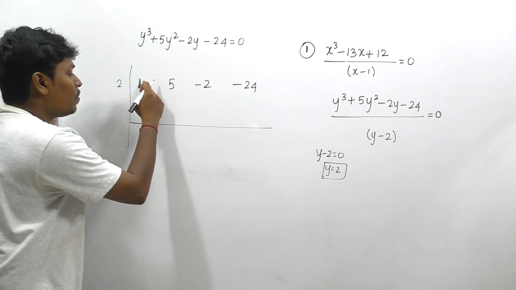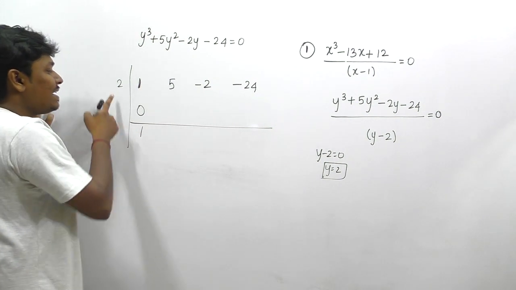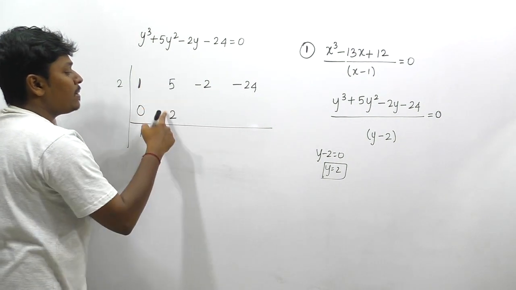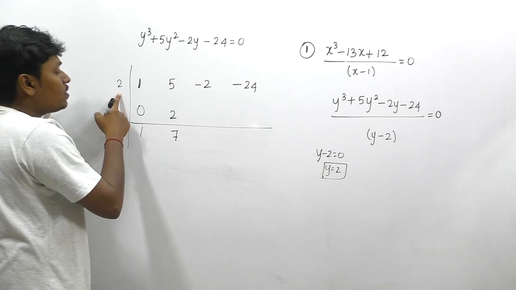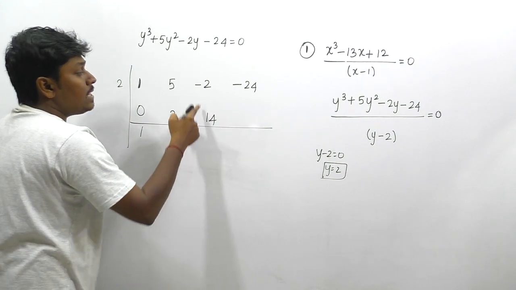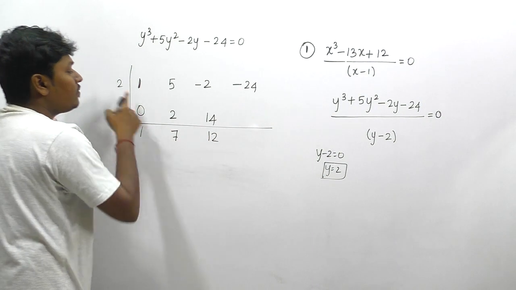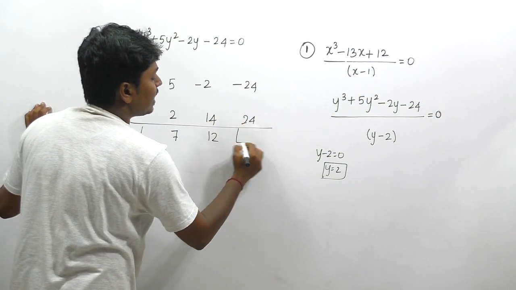So we need to add 1 plus 0, that is 1. 1 into 2 will be 2. 5 plus 2 will be 7. 7 into 2 will be 14. 14 minus 2 will be 12. 12 into 2 will be 24. So finally the last term becomes 0.